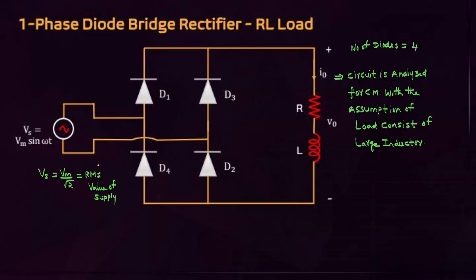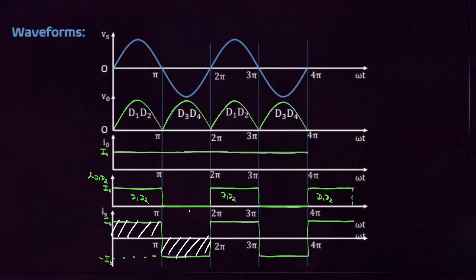Next, single phase diode bridge rectifier using RL load. In RL load, it is a continuous mode of operation. In a continuous mode of operation, the source current is a square wave. Previously, with R load, the source current was a sine wave, but here the source current is a square wave.